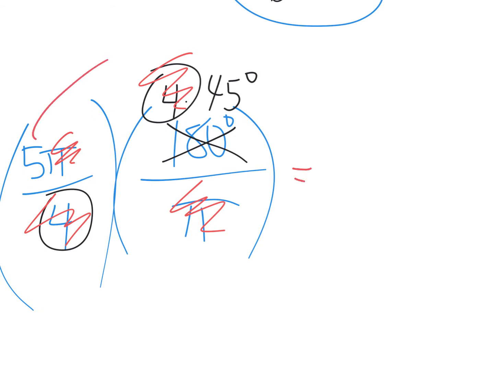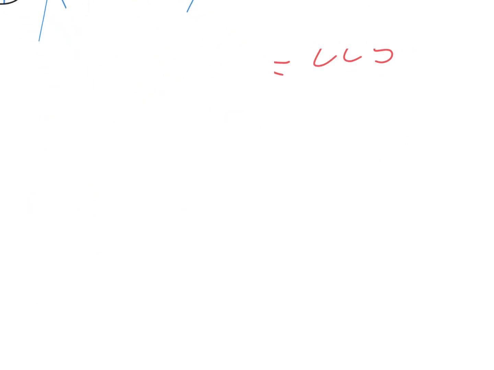5 times 40 is 200. 5 times 5, so 225. Raise your hand if you had that one right. Okay, awesome. Now, something like that is changing.